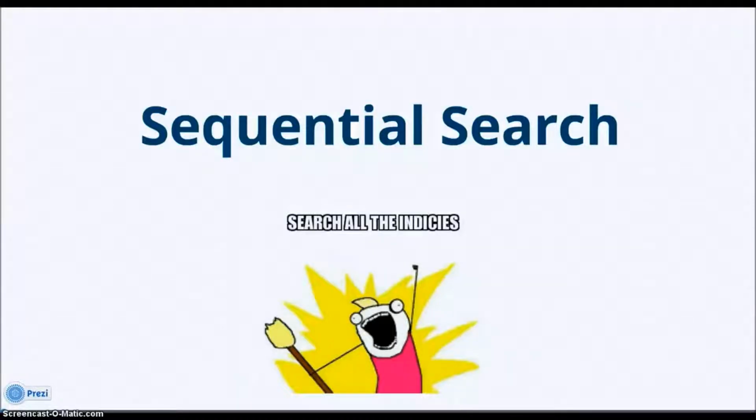Sequential search is a search algorithm which compares each element until it reaches its target. The main difference between sequential and binary search is that the array does not need to be sorted. Here's a visual example on how sequential search works.